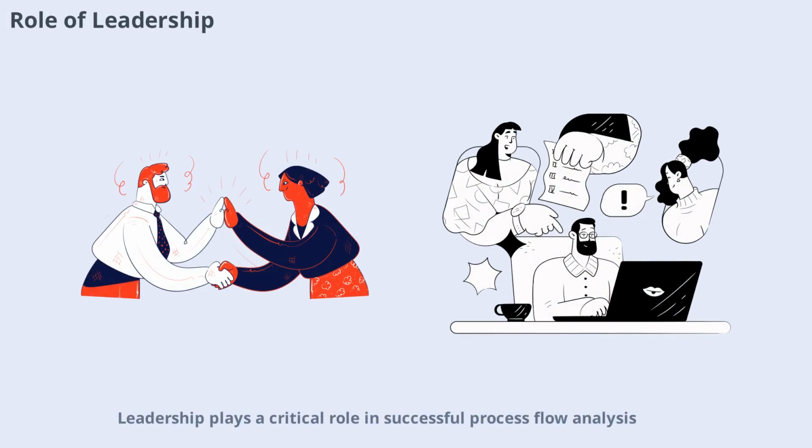Leadership plays a critical role in successful process flow analysis. Leaders set the vision, allocate resources, and foster a culture of improvement. Their support ensures that process changes are implemented effectively and sustained over time. Strong leadership is the backbone of operational excellence.